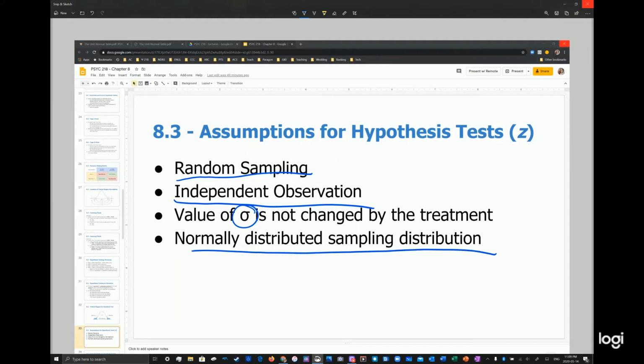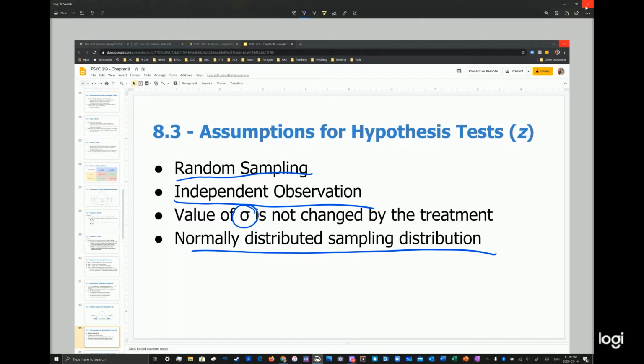Finally, the sampling distribution, that is the null distribution which we use to test the sample against, would also be normally distributed. And remember from last chapter how we can assume the normal distribution of the sampling distribution. That is, one, the sample is large enough, 30 or more, or two, the population distribution itself is also normally distributed. So those are the assumptions we would make for hypothesis testing.